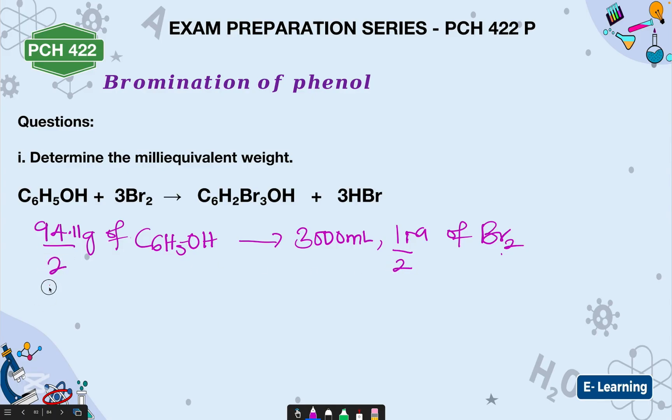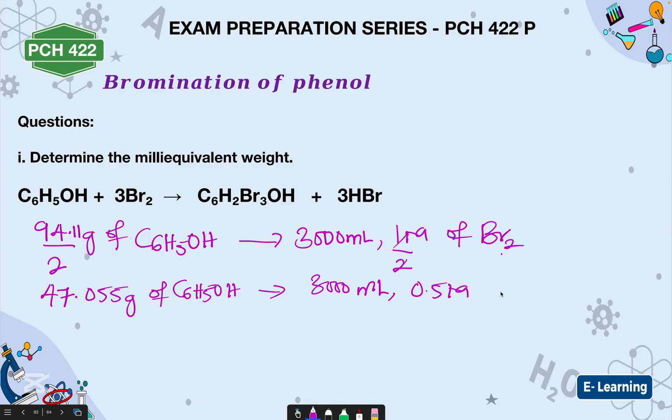And this will give us 47.055 gram of C6H5OH, with 3000 ml of 0.5 molar bromine. Now, at the end of the day, you are looking for 0.05 molar, not 0.5. So you have to divide this one by 10 again. So we are going to divide here by 10. When this cancels this, that will give us what?